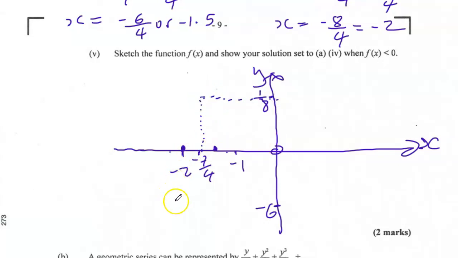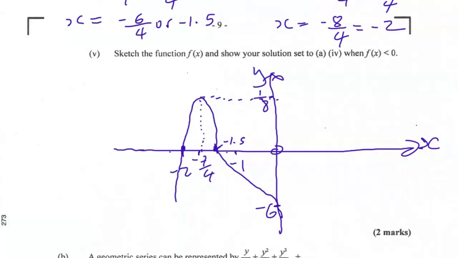Alright, so the graph would look something like this. This is the maximum. It cuts the x-axis at negative 1.5. It's an ugly graph, could look better, but anyway. So you cut the x-axis at negative 2 and negative 1.5. It cuts the y-axis at negative 6.